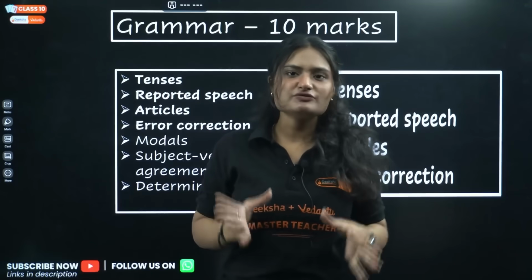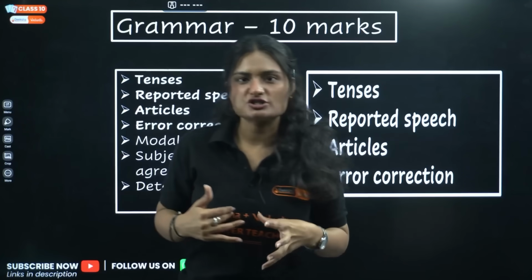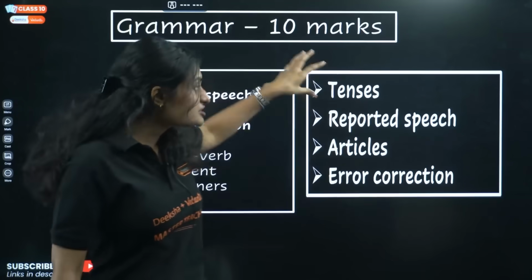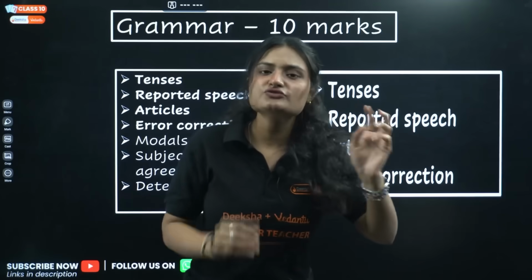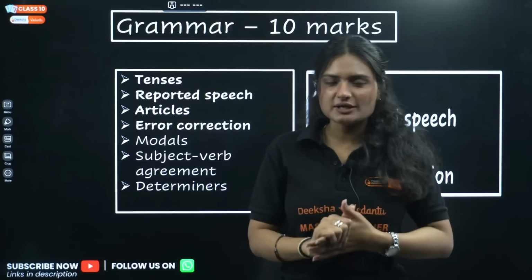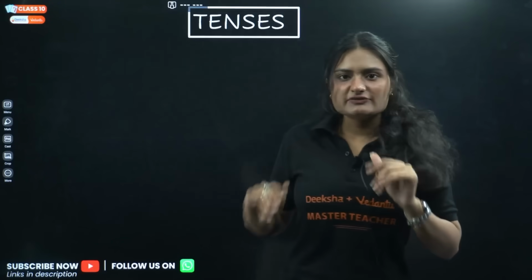Your grammar is of 10 marks. You are given 12 questions, out of which you have to attempt 10 questions, right? And these 10 questions come majorly from tenses, reported speech, articles, error correction. So focus on those first. That's what is called prioritizing. Now, let's start with tenses.